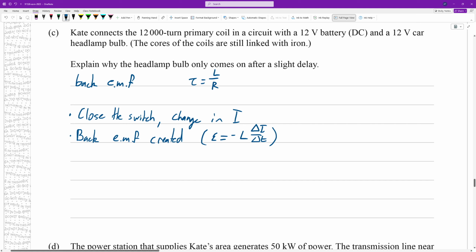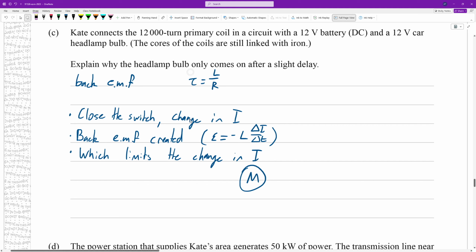All right. And what does this back EMF do? Well, the back EMF limits the change in current. Right, it opposes it. It's in the opposite direction. Yeah. Is that it? I think that's it for excellence. Let me just double check. Excuse me, I mean for merit. Yep, so that would be a merit.